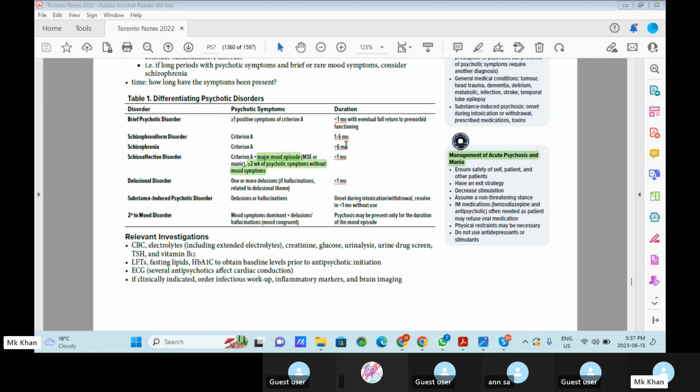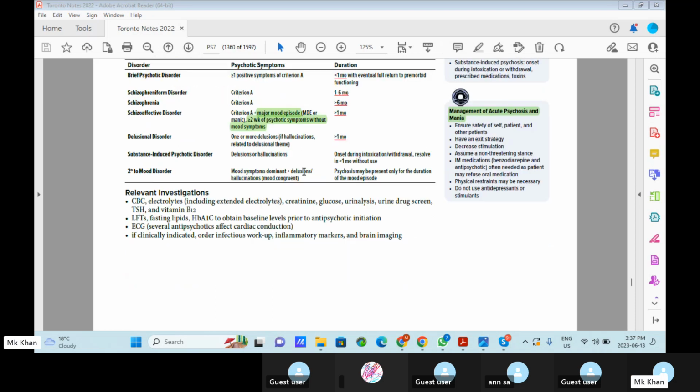In the question stem, they will not directly say whether it is 6 months or less than 6 months, but they can mention something like the patient is now 30 years or 25 years old and this started in high school, to let you know about the duration. So the main difference between schizophreniform and schizophrenia is the duration.